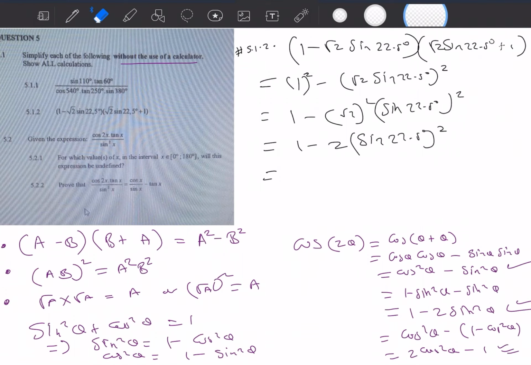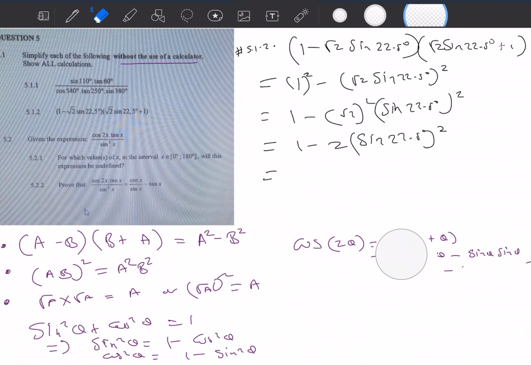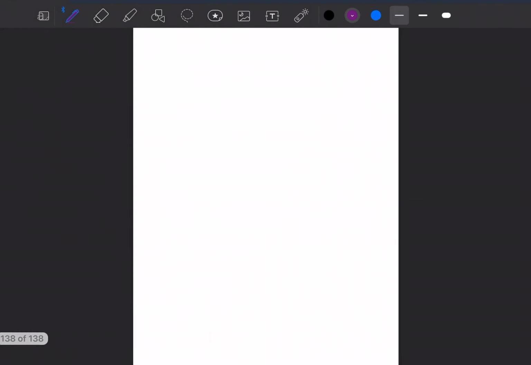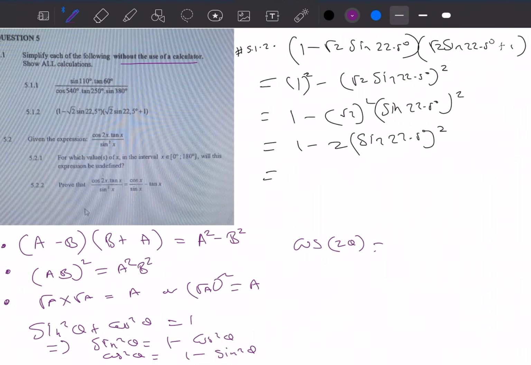So what I'm saying is, I just proved to you how these formulas that you know, that cos 2 theta is equal to cos squared theta minus sine squared theta, and could be written as 1 minus 2 sine squared theta, or could be written as 2 cos squared theta minus 1. And you can do a similar exercise with sine 2 theta.